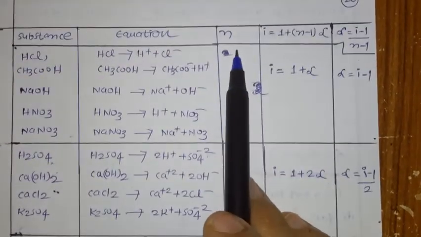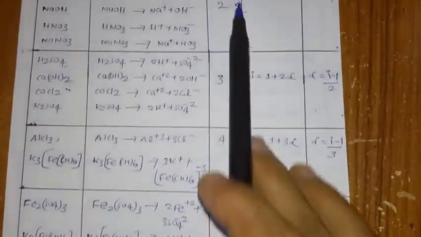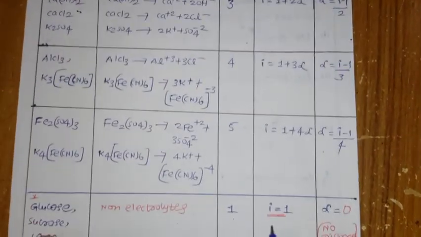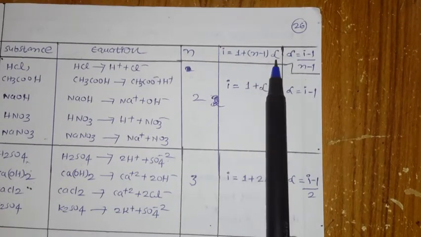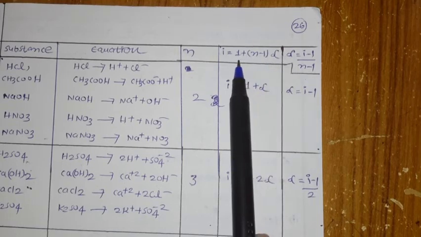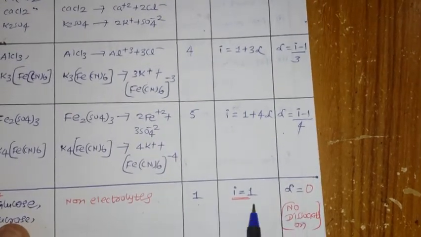So n value, how much for this? We have only one. Okay, here if n value, how much do we have? In this case we have n equal to 1. So what will the i value be? This is for n equal to 1, because here i equals 1 plus (n minus 1) into alpha, which is 1 plus 0, and 0 into alpha means 0. So how much will be left? Only 1.